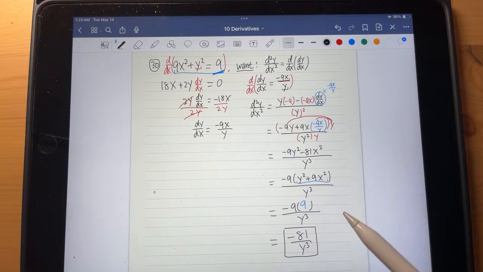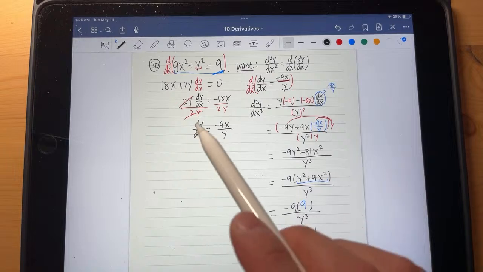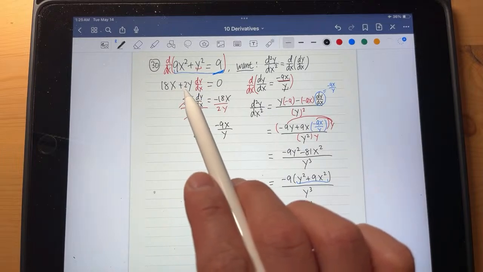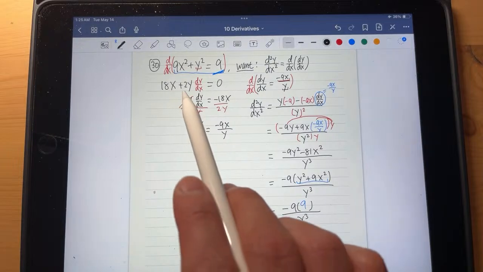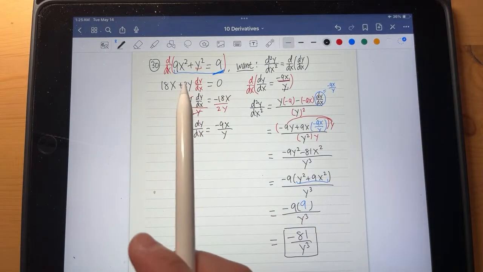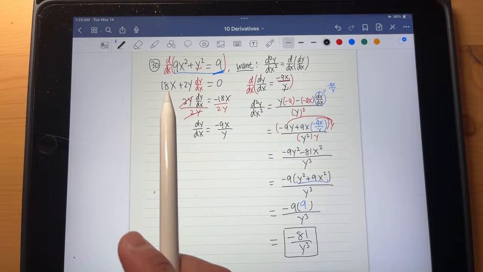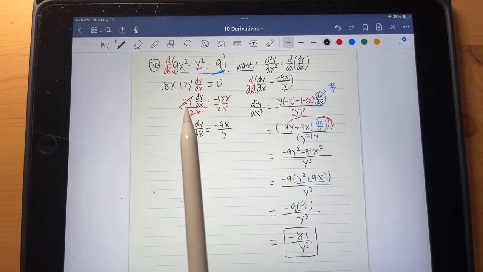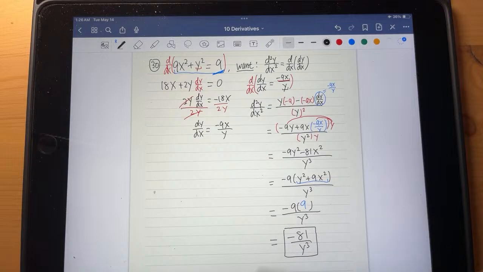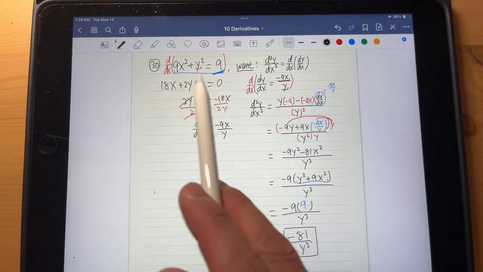For the second derivative, can I differentiate 18x plus 2y dy/dx equal to 0? Hey, that's a great idea. I did not think of that. The downside here is that you have to use the product rule. I think it will work. It definitely will work, but I'm just not sure if it's easier, maybe because we don't have to use the quotient rule. Yes, you can also just look at this and differentiate.